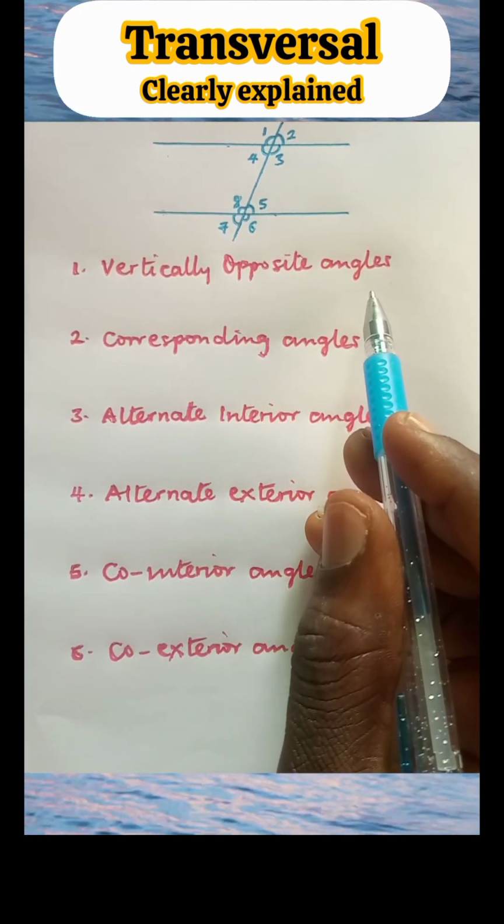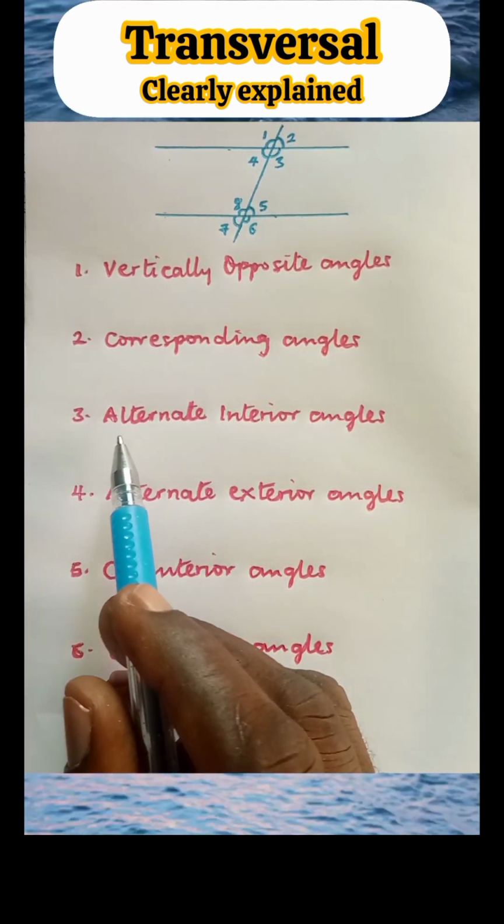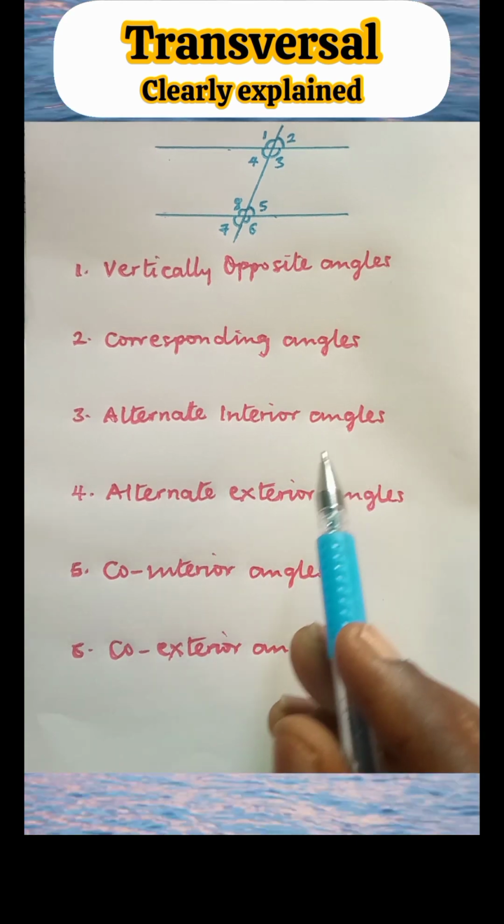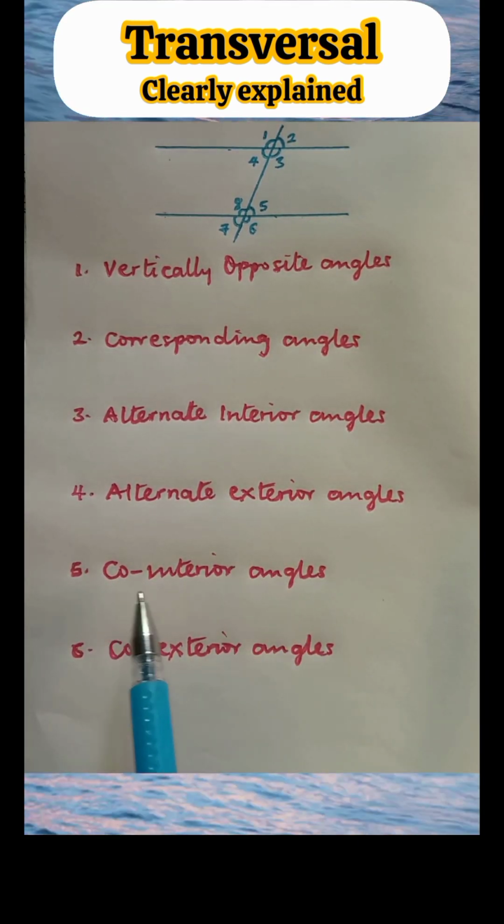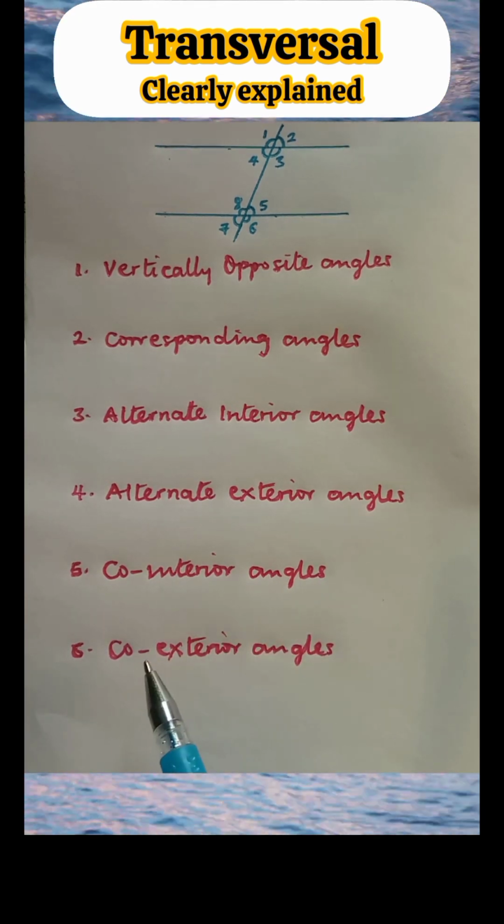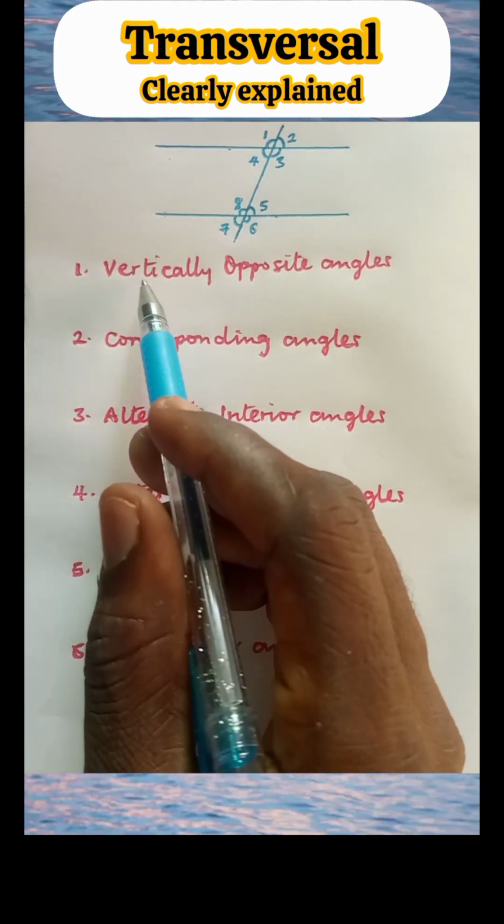1. Vertically opposite angles. 2. Corresponding angles. 3. Alternate interior angles. 4. Alternate exterior angles. 5. Co-interior angles. And 6. Co-exterior angles. We start with number 1.